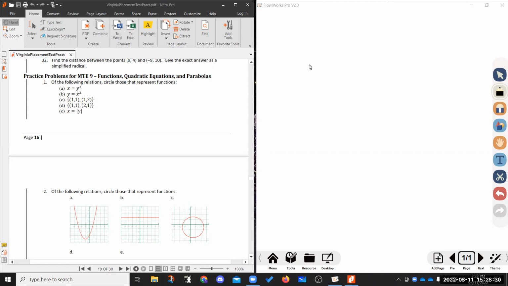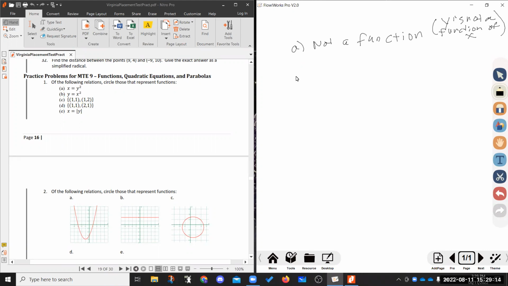Problem number 1 asks us to identify the following relations that are functions. What we are looking for are relations that do not have even powers on y. So the first one is not a function. When I say not a function, I mean that y is not a function of x. You'll learn about other types of functions later. We're not going to talk about them right now in MTE 9.